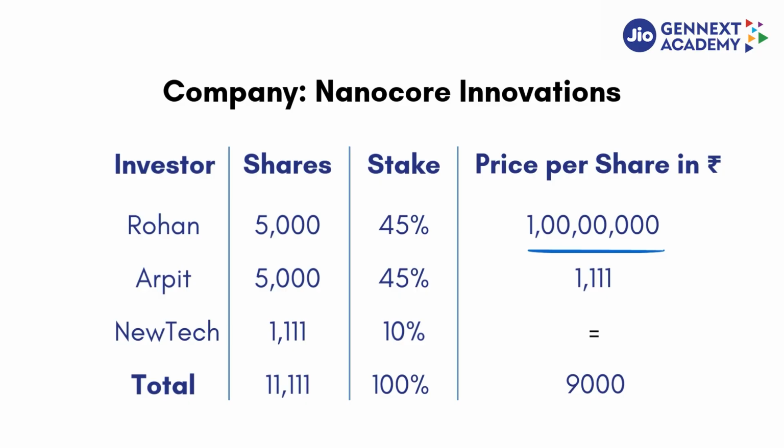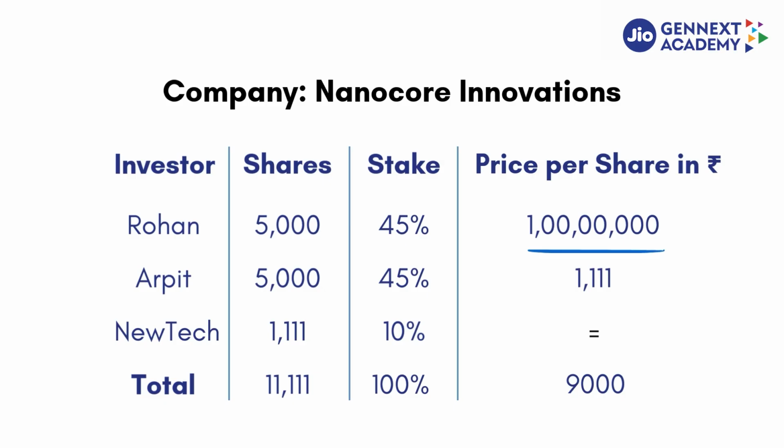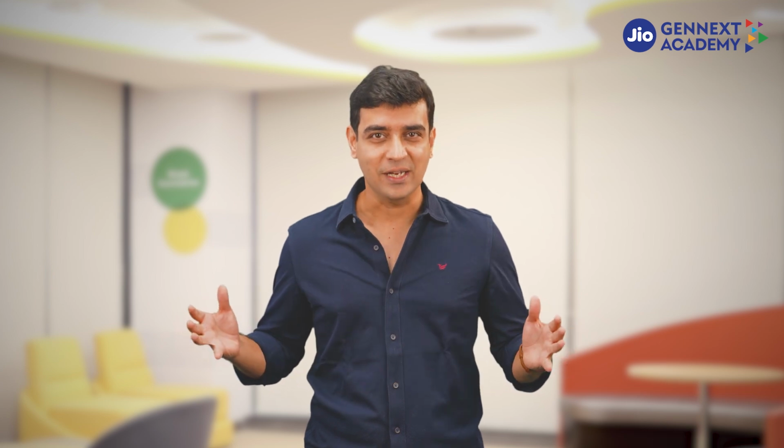Let's update the cap table now. Total shares will now become 11,111. Founders: Rohan will hold 5,000 shares, Arpit will hold 5,000 shares, and New Tech Capital will now hold 1,111 shares, which is 10% of the company. As you can see, Rohan and Arpit still own the same number of shares, but their ownership percentages have been diluted from 50% to 45% each. This change happened because the company issued new shares and not because they sold their own.